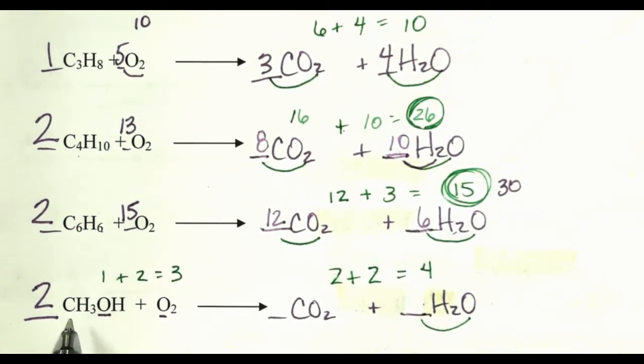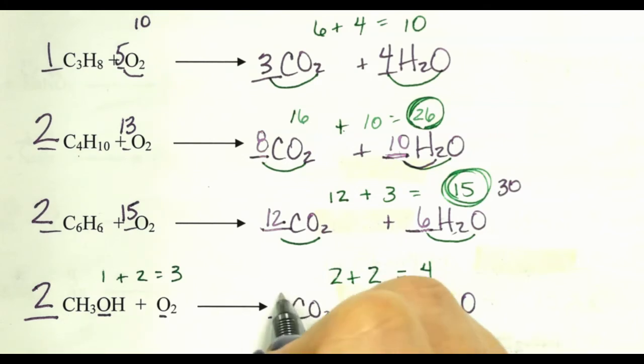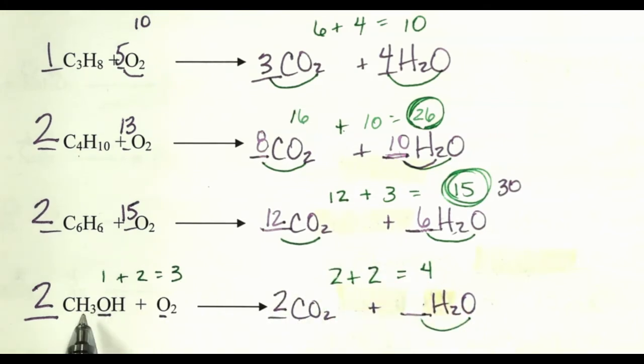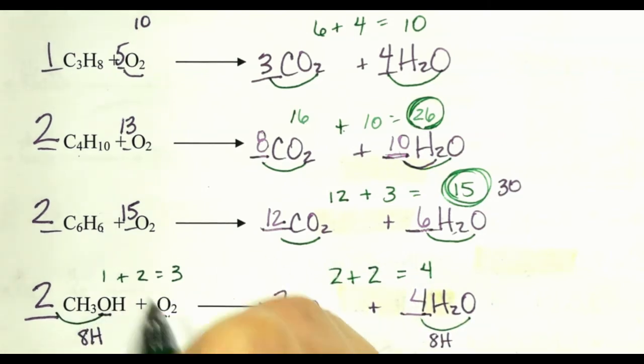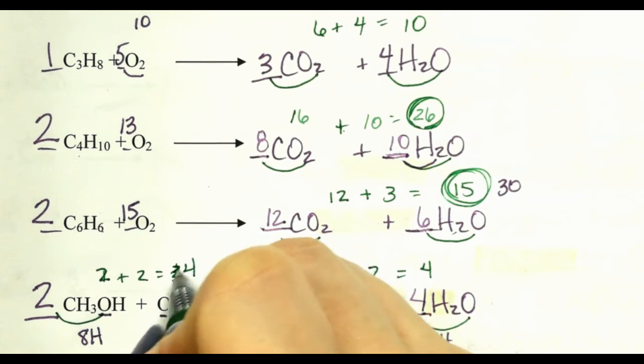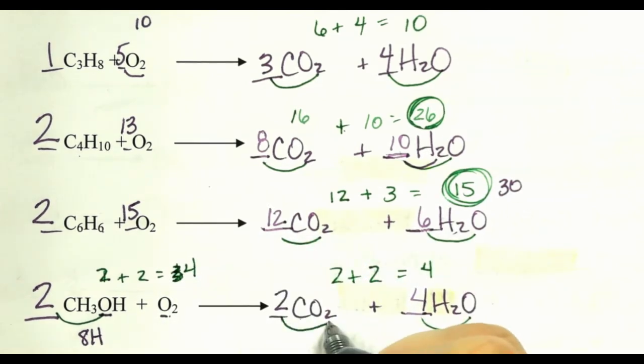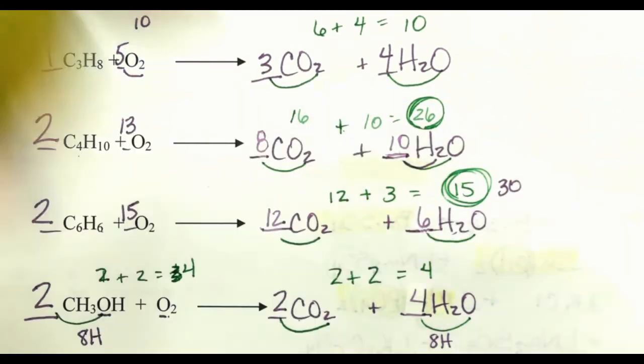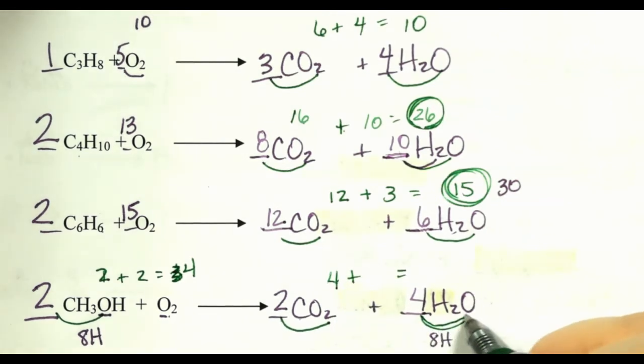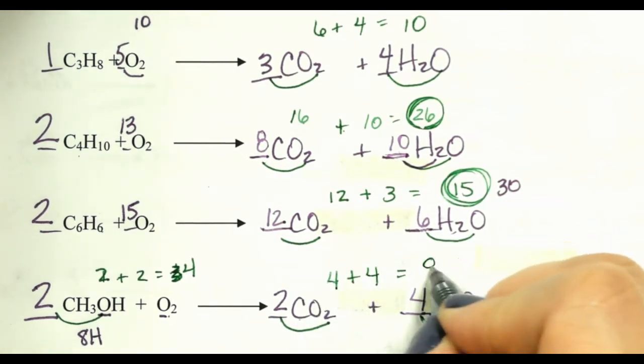And so I have now 2 carbons on the left, so I need 2 carbons on the right. I have 4 times 2 is 8 hydrogens. And so over here, 4 times 2 will give me 8 hydrogens. And then finally, let's check our oxygens. We have 2 plus 2 is 4 oxygens on the left. We have 2 times 2 is 4. And we have 4 times 1 is 4. And together those make 8.